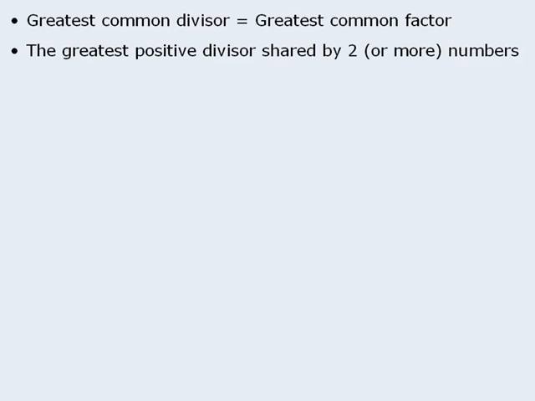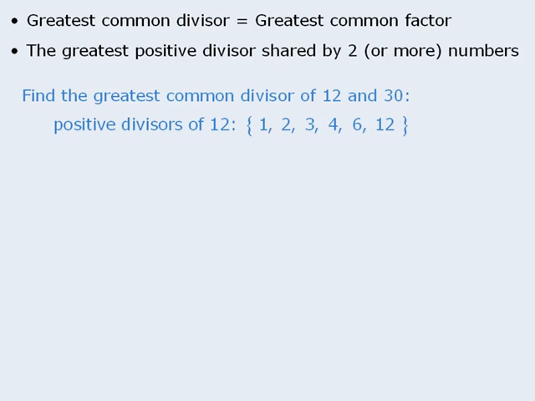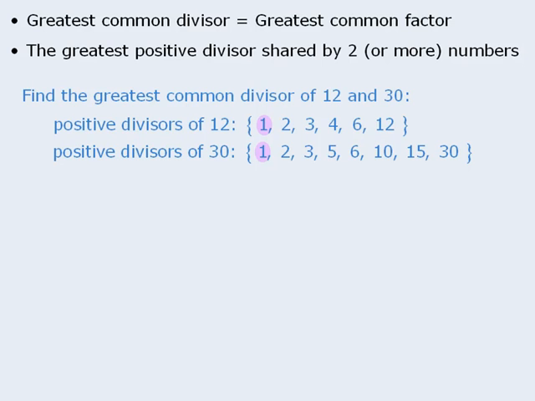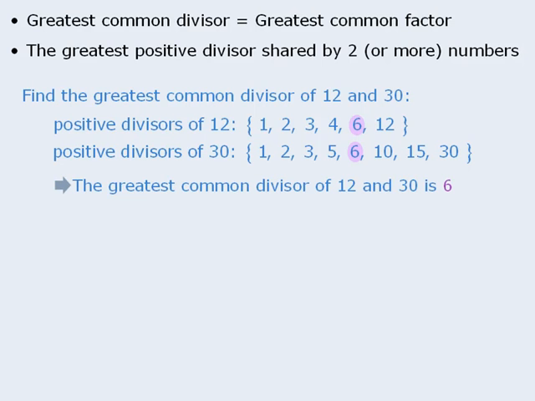To illustrate this concept, let's find the greatest common divisor of 12 and 30. Well, here are the positive divisors of 12, and here are the positive divisors of 30. Notice that 12 and 30 have several divisors in common. They both share 1 as a common divisor, and they share a common divisor of 2, 3, and 6. Now, of all the divisors they have in common, the greatest is 6. So, the greatest common divisor of 12 and 30 is 6.